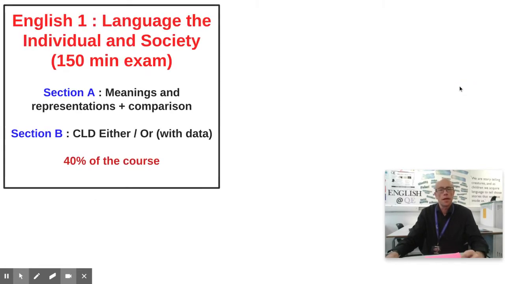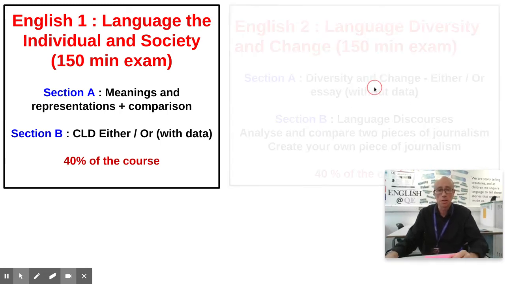Right, and so here are the answers. So paper 1, remember, is called Language, the Individual and Society. It's a 2.5-hour paper. It's split into two parts. Your first section is called Meanings and Representations. That's where you get a current day text and an older text. You analyse them and then you compare them. Your section B is your CLUD. So that's the children's language development. It's an either-or question. You get some data with it, and you either do the speech one or the literacy one. So that's 40% of the course, and that's basically everything that we've done in the second year so far.